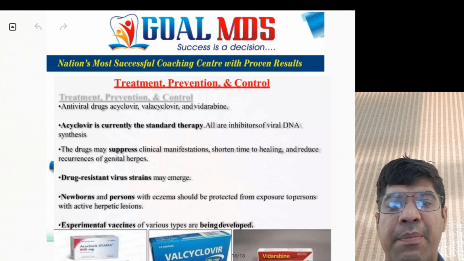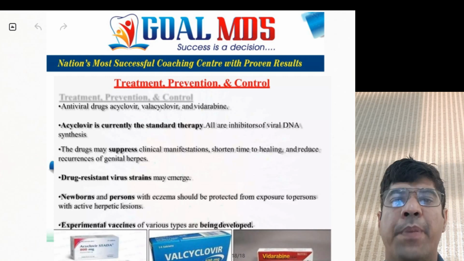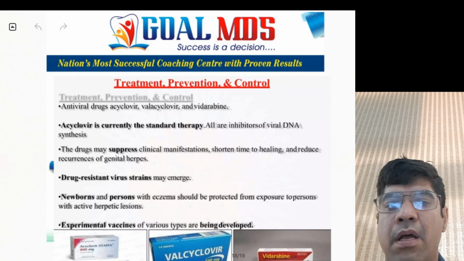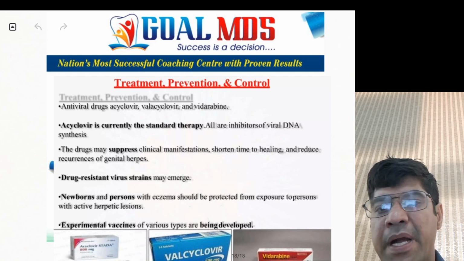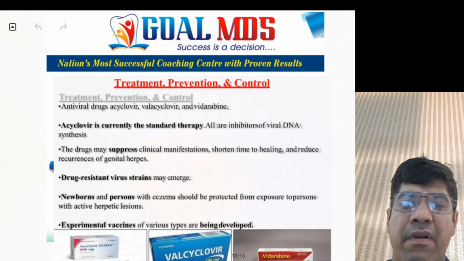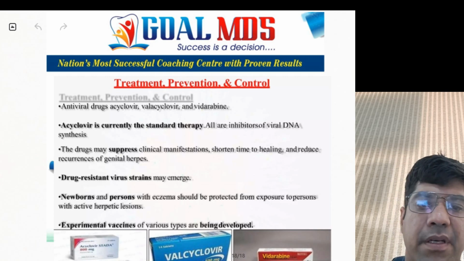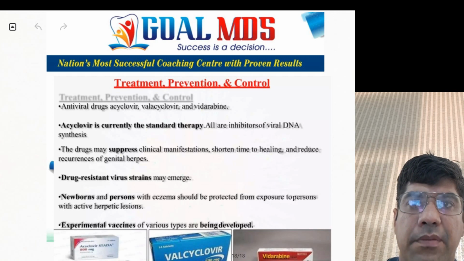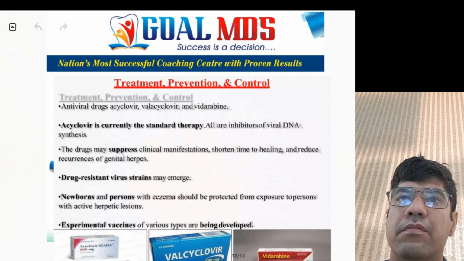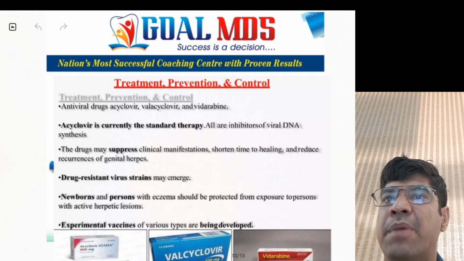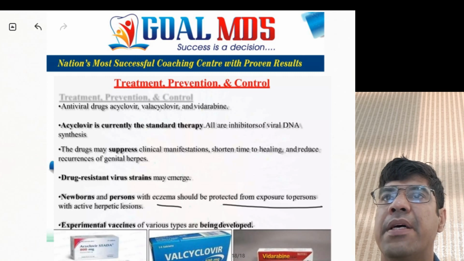Treatment for recurrent herpes labialis includes topical ointments like acyclovir, and systemic medicaments like acyclovir, valacyclovir, and famciclovir, which are effective. Newborns and persons with eczema should be protected from exposure to persons with active herpetic lesions. So remember, acyclovir is the current standard treatment.